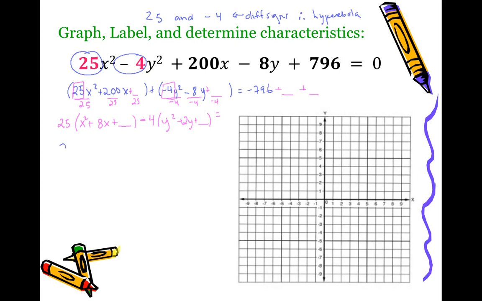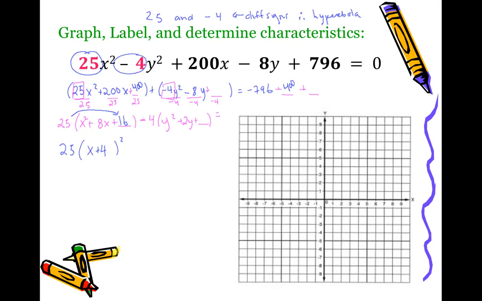So let's see, 25, what are the two numbers that add to 8 that are the same number? Well, 4 and 4, so this is a 16. But we didn't really add a 16, right? The 16 came from some number divided by 25. So factor that back in to figure out what you actually added, 400. So I'm really going to add a 400.